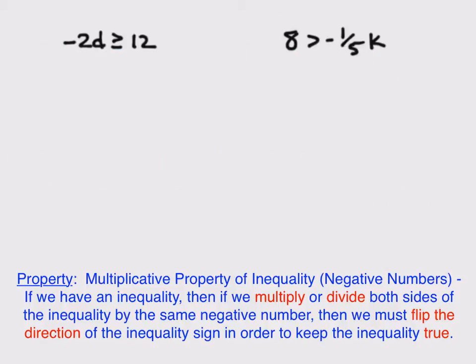Here are a few examples that highlight this new property of inequality. So in the first, -2 times d is greater than or equal to 12, we can use our intuition to see that if d were exactly equal to -6, that would be just enough to make the statement true.